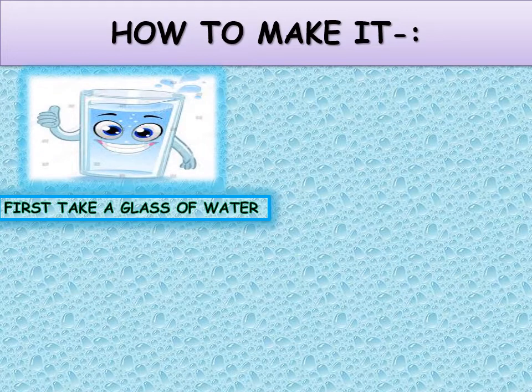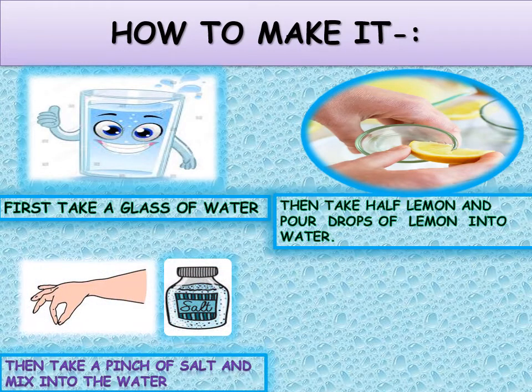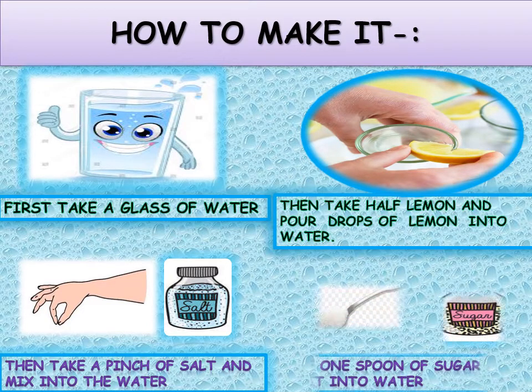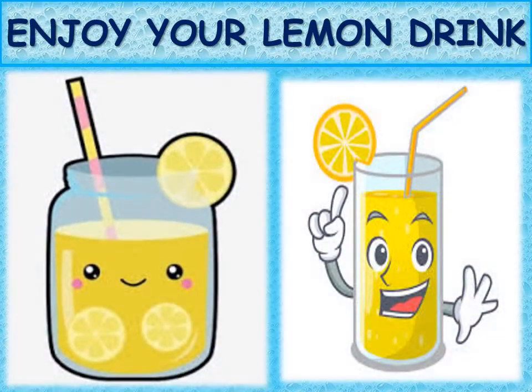First, take a glass of water, then squeeze half a lemon into the water. Don't forget to count drops of lemon. Then take a pinch of salt and mix it into the water. At last, add 1 spoon of sugar and mix it into the water and enjoy your lemon drink. Haha, your lemon drink is ready.